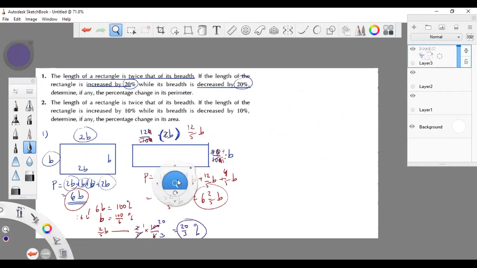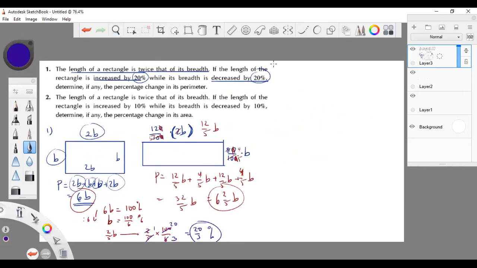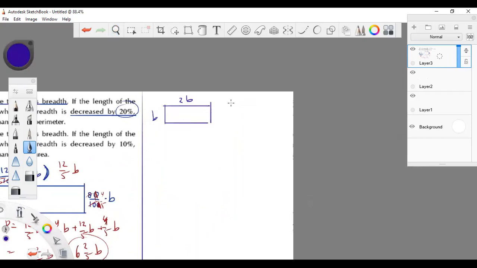Now, number 2. The length is again twice of its breadth. So this is the breadth, this is length. But if the length is increased by 10% while its breadth is decreased by 10%, the length is increased by 10%, so 110 over 100 times 2b. This is decrease, becomes 90 over 100 times b, right? Because it is decreased.